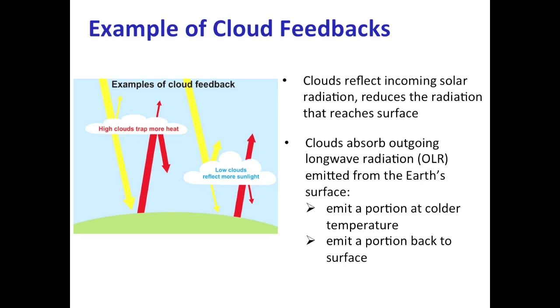Now, what is the net effect? The net effect of clouds on climate depends on the clouds' type and their optical properties. In general, high clouds tend to produce a heating, or positive feedback, and low clouds tend to produce a cooling, or negative feedback.